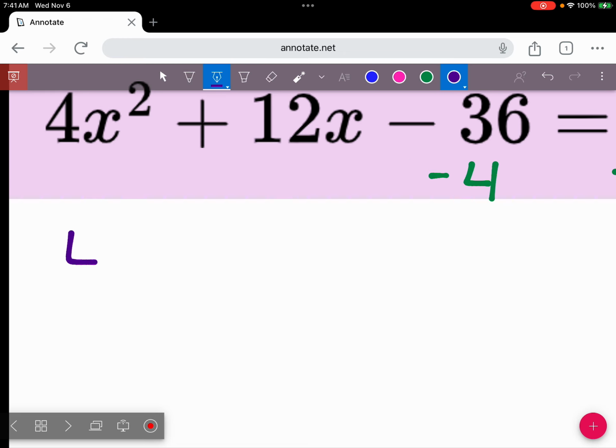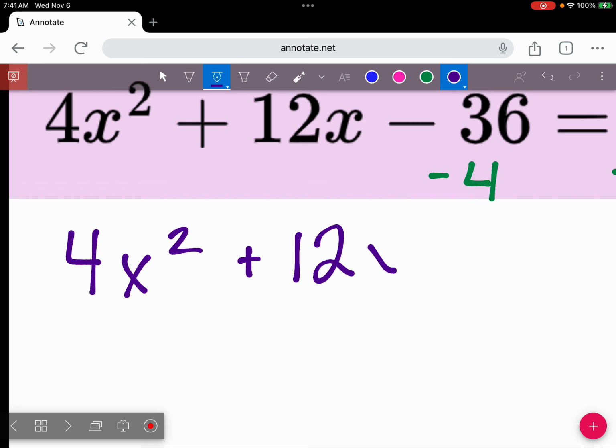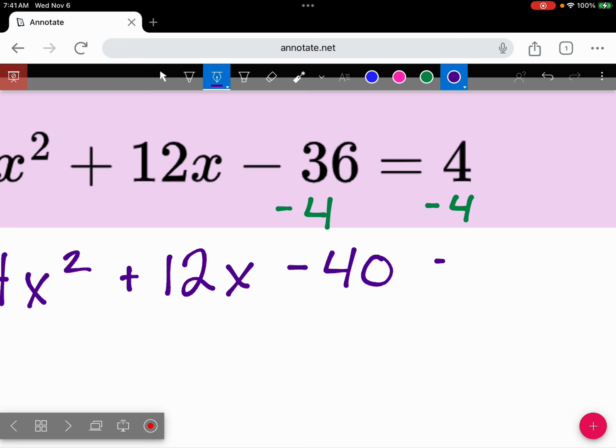So we're going to have our 4x squared plus 12x minus 40 equals 0. And I've already heard some of us notice it. What do we notice here?